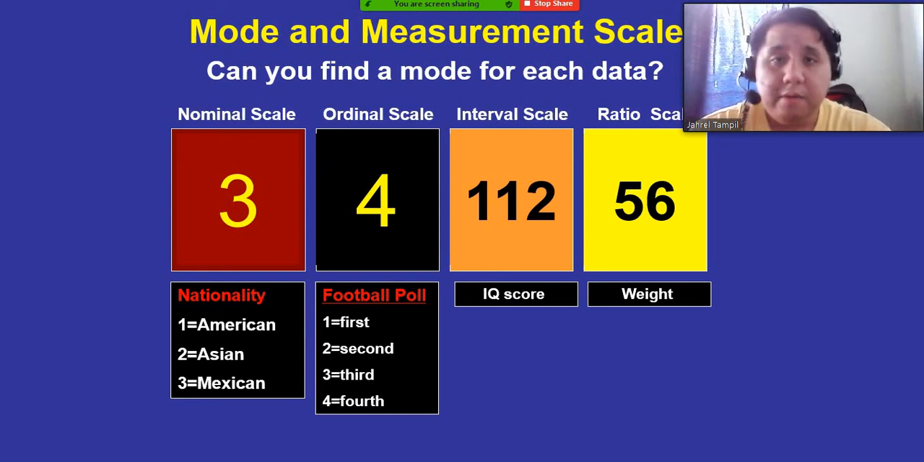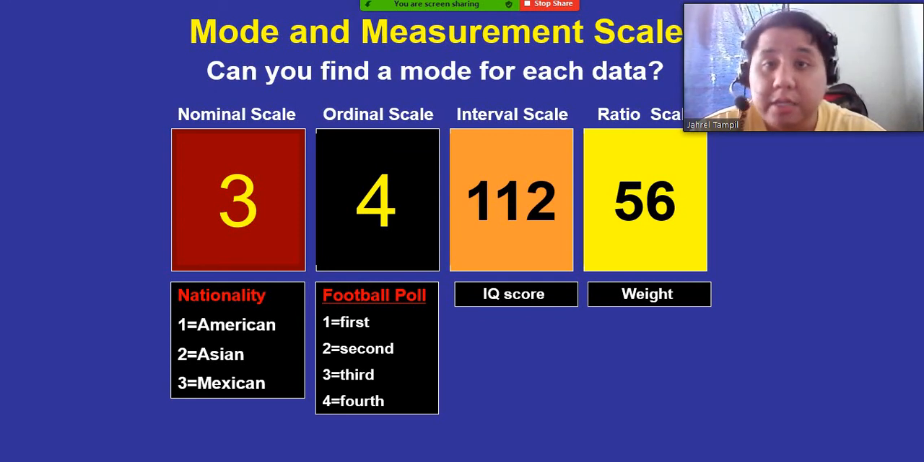We have now talked about the different measures of central tendency, the mean, the median, and the mode. However, these three are not enough to describe our data. Let's look at why in the next video.